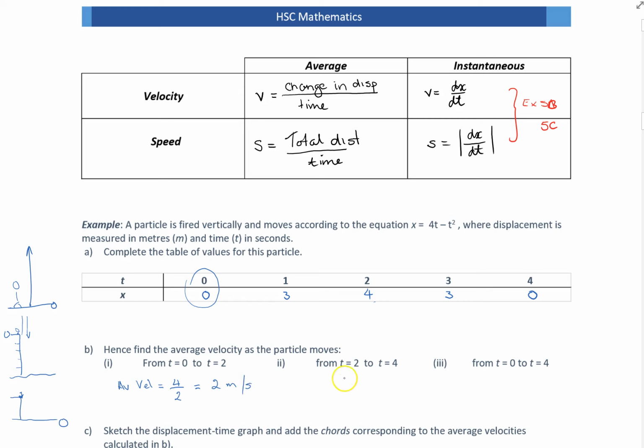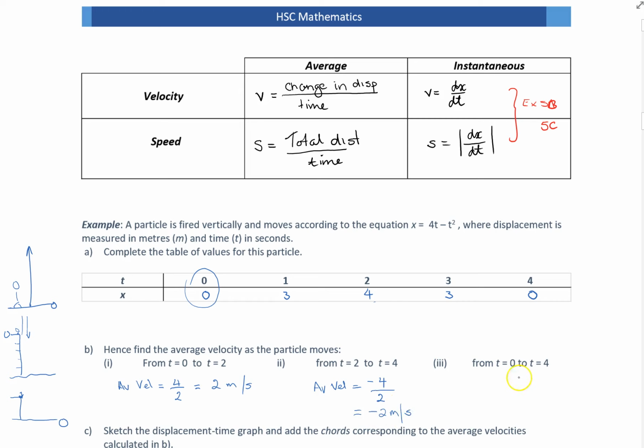From 2 to 4, so average velocity. At 2, we're at 4 units, and then at 4, we're at 0. So we've gone from 4 to 0, which is -4, because we called up positive. So it's -4, and the time is 2. And so we've got -2 meters per second.